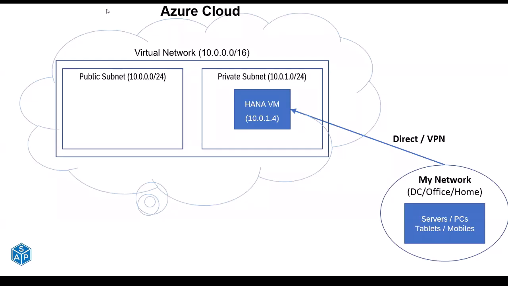Sorry. In case you don't have a direct connection or a point-to-point VPN connection, then you might have a dial-up connection. You can have a VPN connection where every time you need to connect to the network, you have to connect to your VPN network, and after you connect to the VPN network, you will be able to directly access the VM under the private subnet.